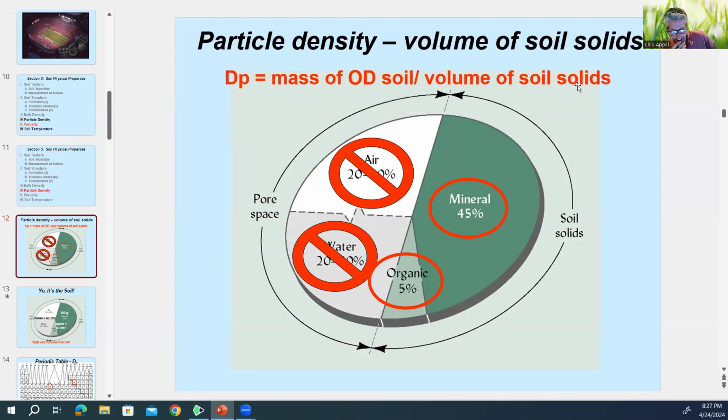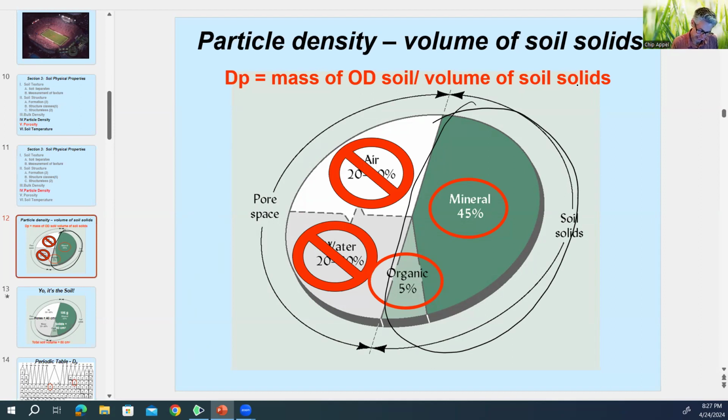Particle density is the oven dry mass of a soil divided by just the volume of solids. Whereas bulk density was the oven dry mass of soil, same numerator, divided by the total soil volume, here we're just interested in the space that the solid particles take up, not the entire soil volume.